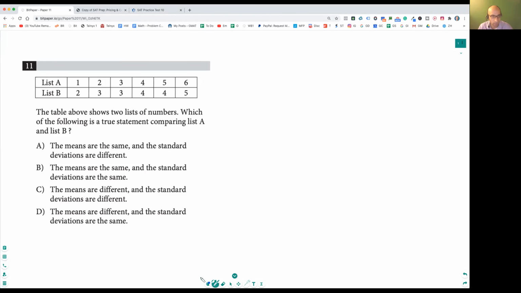Okay, so let's try to solve this. This is the second half of the test from Sunday.